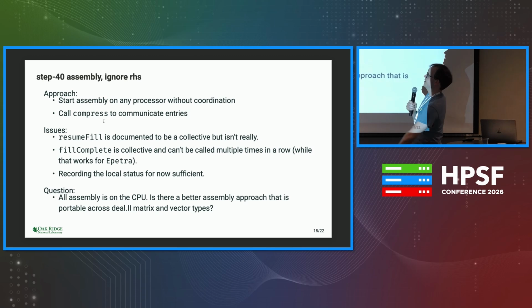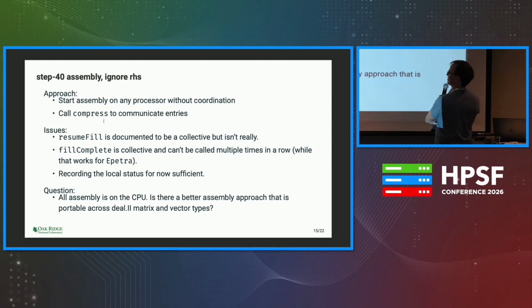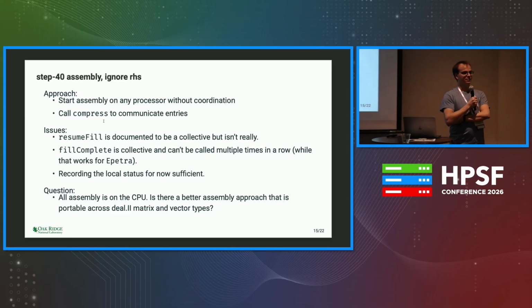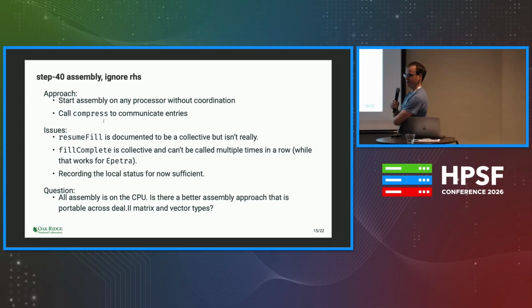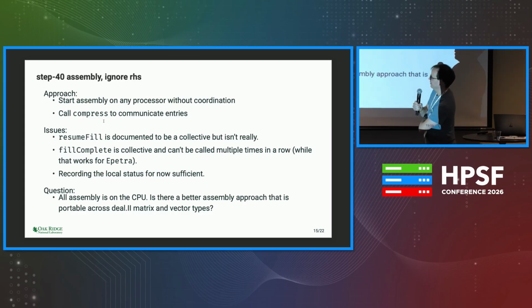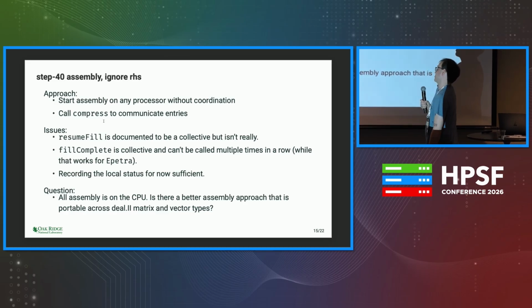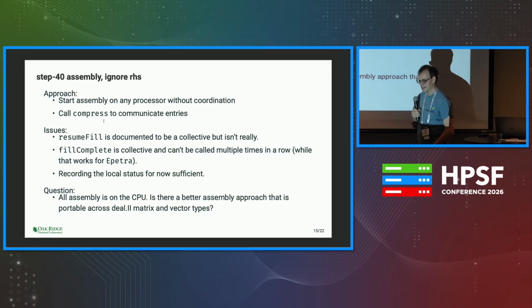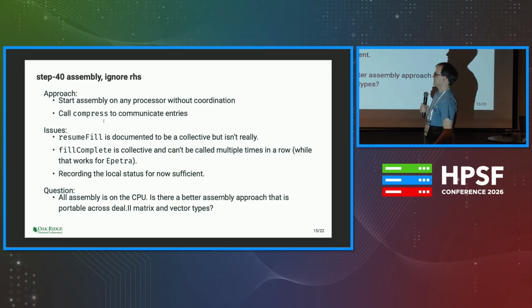Issues here, we discovered that a little bit late. In deal.II we don't have any call to say, okay, I start assembling a matrix. We just start doing that, and then we say compress to communicate entries. Resume fill is documented to be collective, but isn't really, which is nice. So we can just start assembling things. And so that worked in Epetra and in Tpetra now.